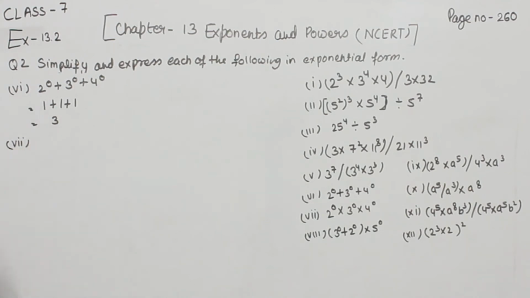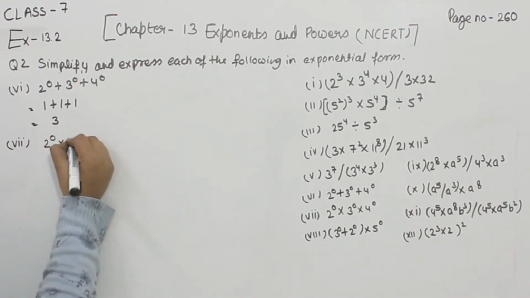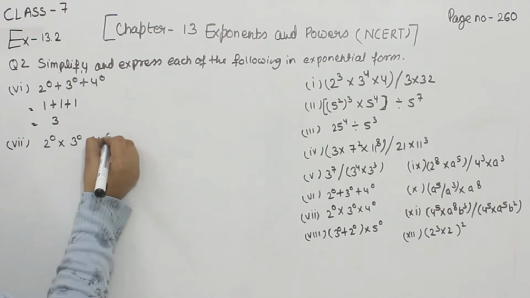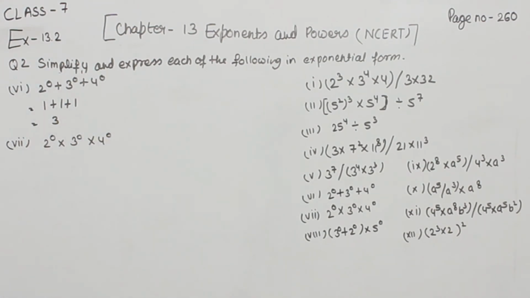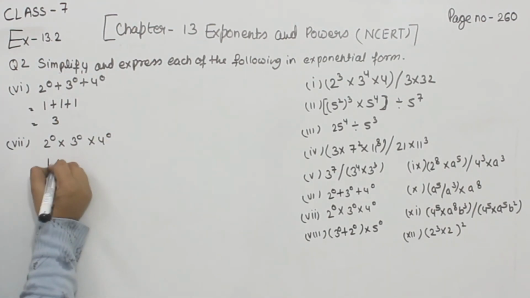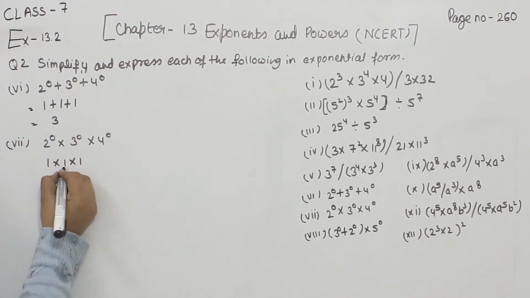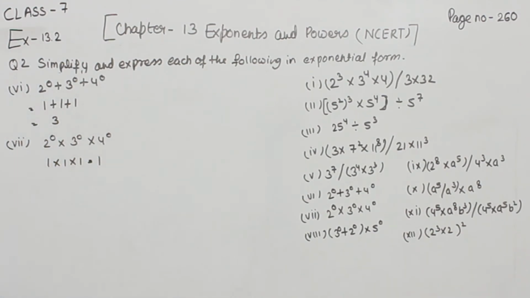Now comes to the part 7. We'll have 2 to the power 0 multiplied by 3 to the power 0 multiplied by 4 to the power 0. Now the same one, this one will be 1, 1 and 1. 1 multiplied by 1 multiplied by 1. So the value will be 1.